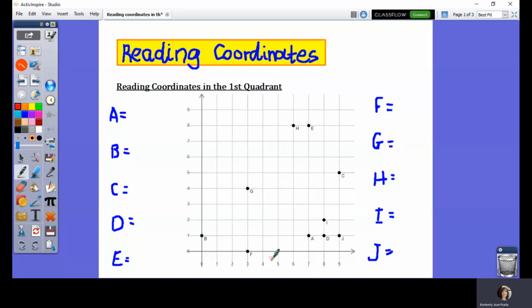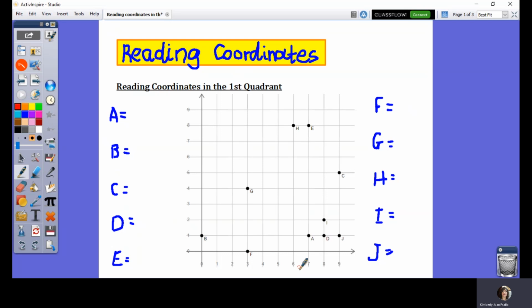Hello everyone. In this video, I'm going to show you how to read coordinates in the first quadrant of a Cartesian plane. So imagine I have this first quadrant. I took the first quadrant from a Cartesian plane, and we have this set of points, and we need to read the coordinates. Here I have the letters. The coordinates are the location of the points which are shown in the Cartesian plane, so we have to read their location.